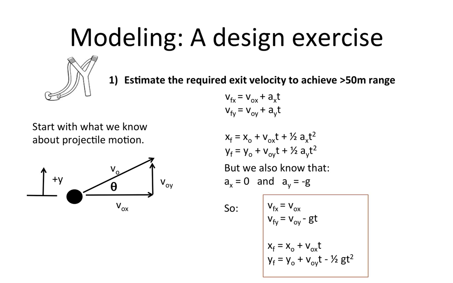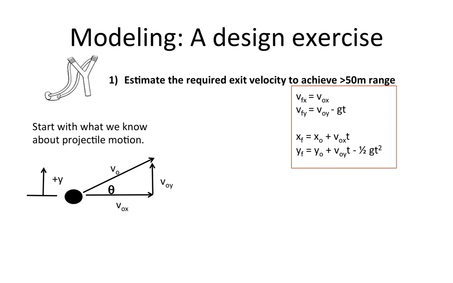The final velocity in x is the same as the initial velocity in x. Final velocity in y is the initial velocity in y minus g times t. And then we get similar equations for x final and y final as a function of the initial conditions. These four equations have more than four unknowns, so we need some more information. And that piece of information that we'll use is we'll pick the angle of the slingshot. We'll let the slingshot shoot at 45 degrees.